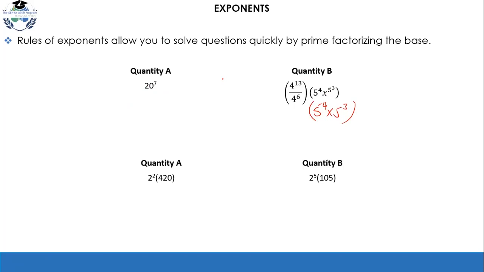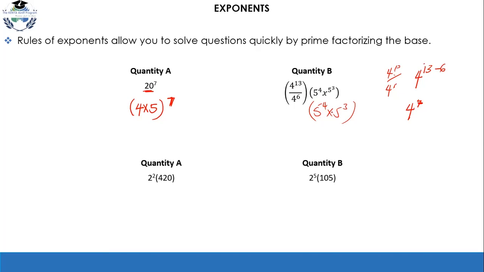If you see this, some people will already start freaking out: how do I do this? Do I get the calculator? But once you remember, 20 power 7 is what? It's 4 times 5, this gives you 20, power 7. And then we have 4 power 13 over 4 power 6. We remember if it's a division, this is 4 power 13 minus 6, so it's giving you 4 power 7. Because this is division, you subtract the powers.